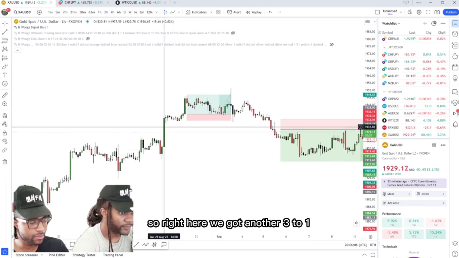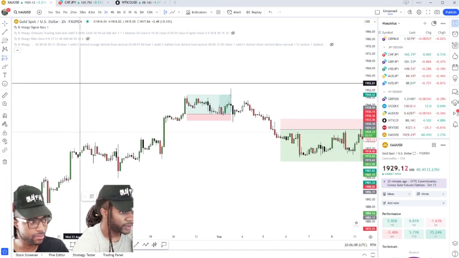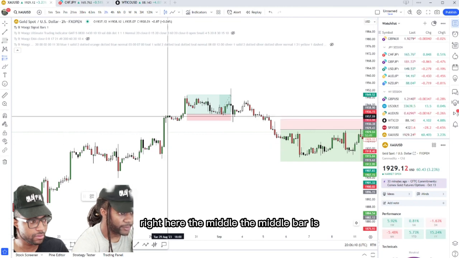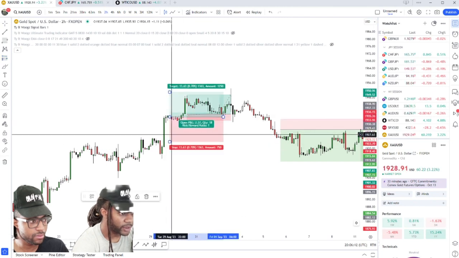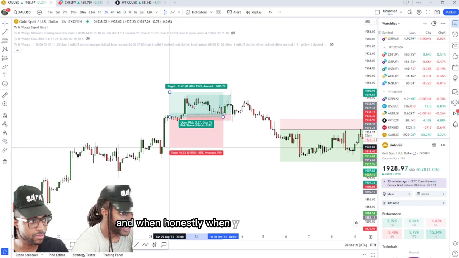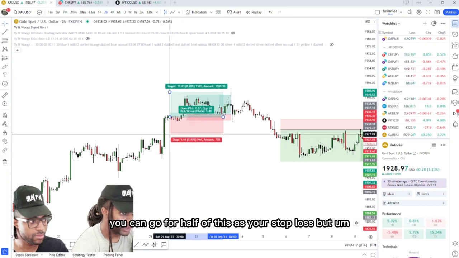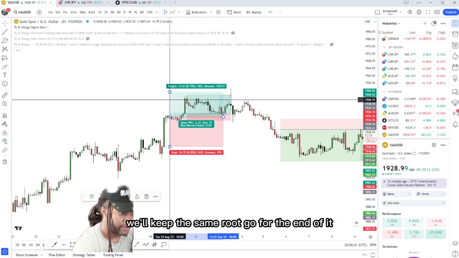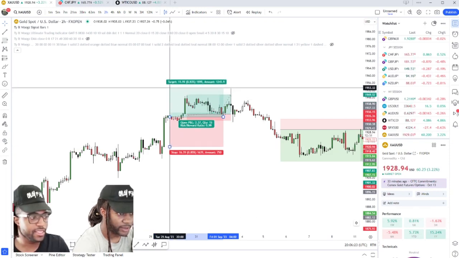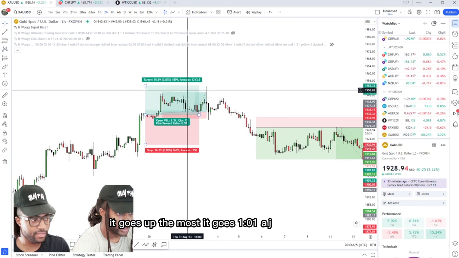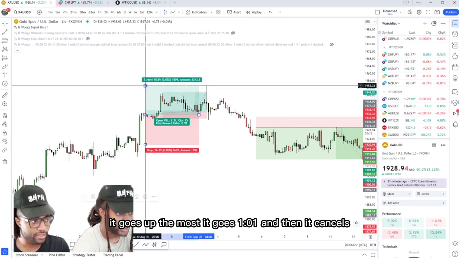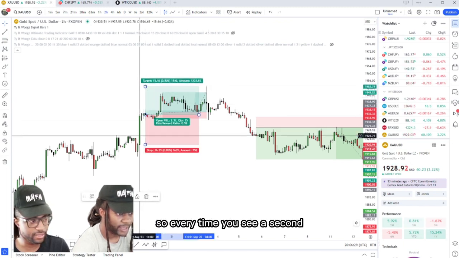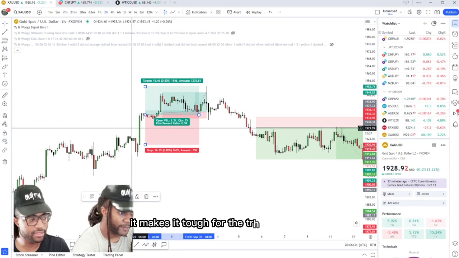So right here, we got another 3-to-1. Right here, the middle bar is a huge bar. And honestly, when your middle bar is huge, you can go for half of this as your stop loss, but we'll keep the same rule for the end of it. And this trade, it goes up, the most it goes 1-to-1, and then it cancels. So every time you see the second bar is really huge, it makes it tough for the trade to complete.